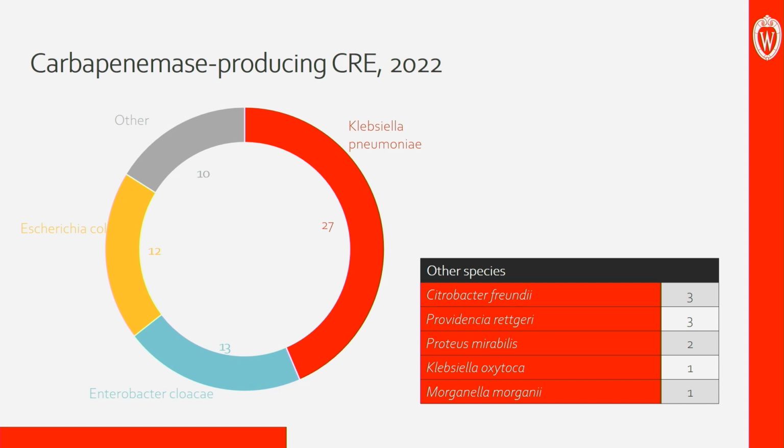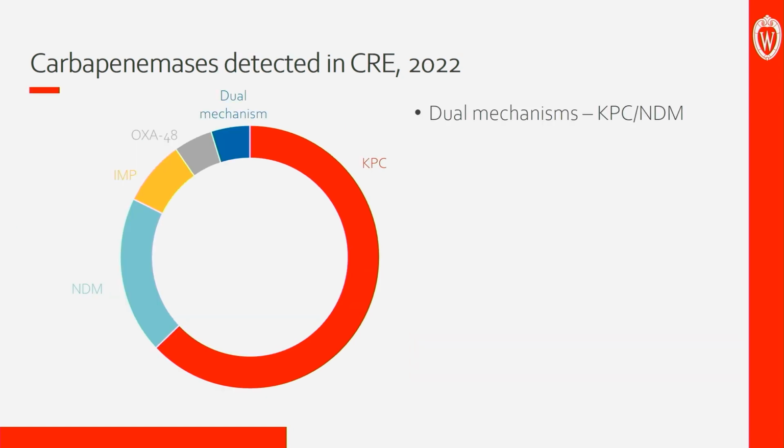And so here are those species broken down, just the ones that were carbapenemase producing. As you can see, the majority are Klebsiella pneumoniae. Of the carbapenemases that are detected, most are KPC, which stands for Klebsiella pneumoniae carbapenemase, so understandably, it's the most common. We also see some NDM, some IMP, some OXA48, and then in 2022 we saw a couple of dual mechanisms that were KPC and NDM.